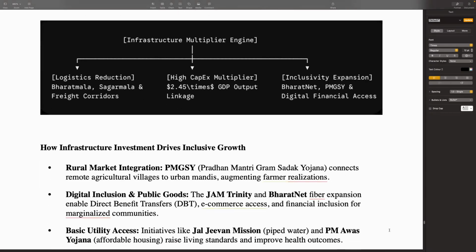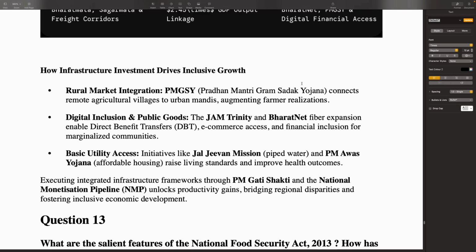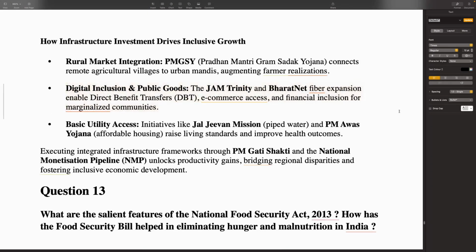Infrastructure multiplier engine, and you can go through this. Logistic reduction, high capex multiplier, inclusivity expansion. How do infrastructure investments drive inclusive growth?